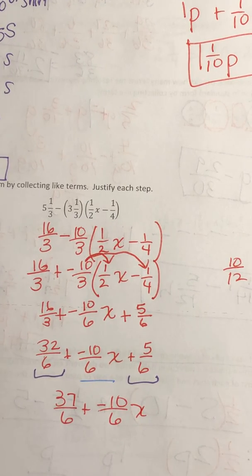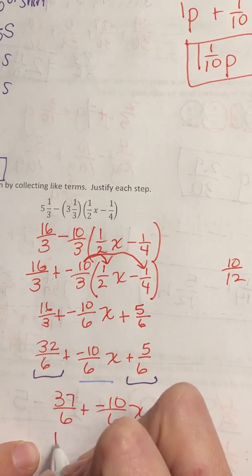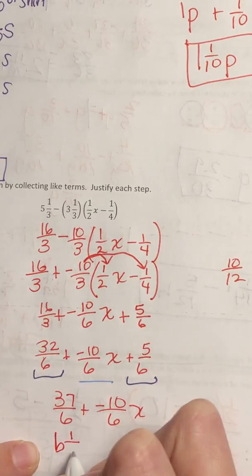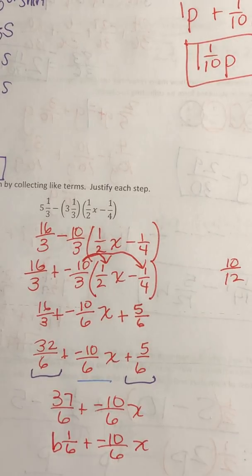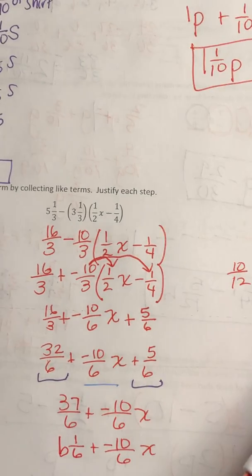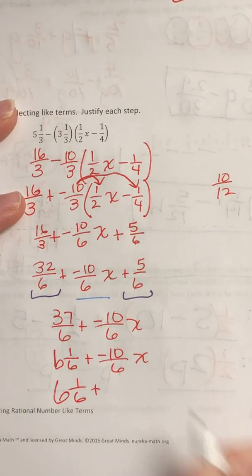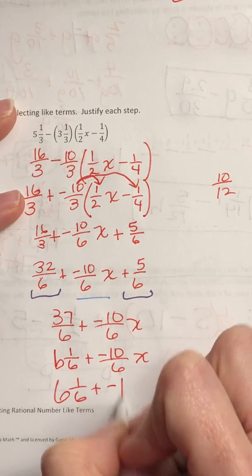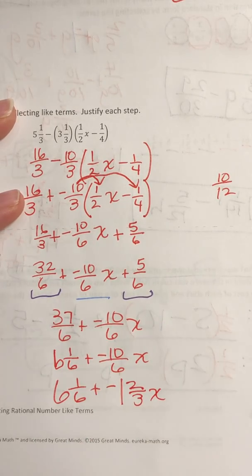37/6 is equal to 6 goes into 37 6 times with 1 left over. So we end up with 6 and 1/6 plus negative 10 over 6x. Again, that's an improper fraction, so I'm going to want to change that. 6 and 1/6 plus 6 goes into 10 one time with 4 left over. So that would be 4 over 6, which reduces to 2 over 3.